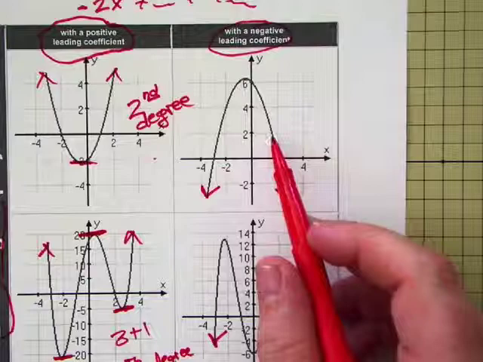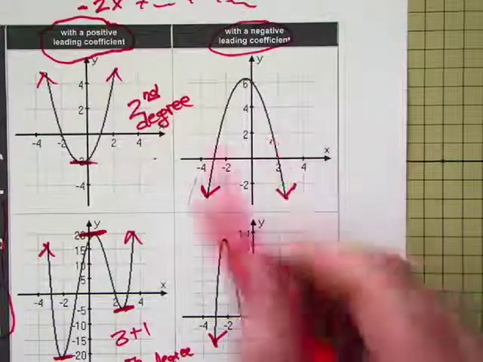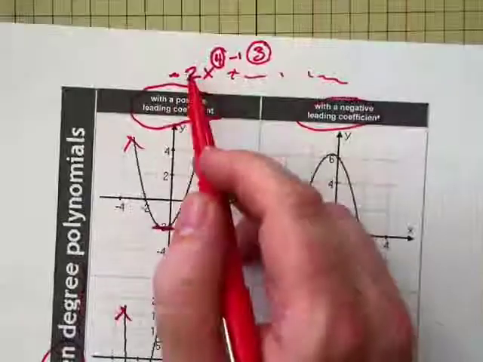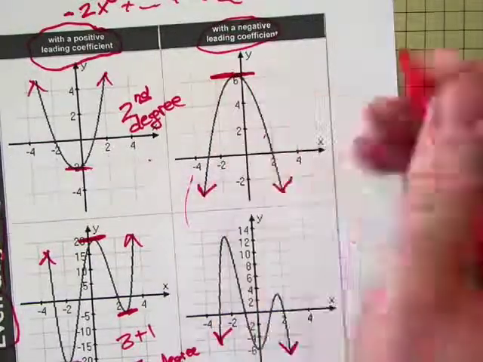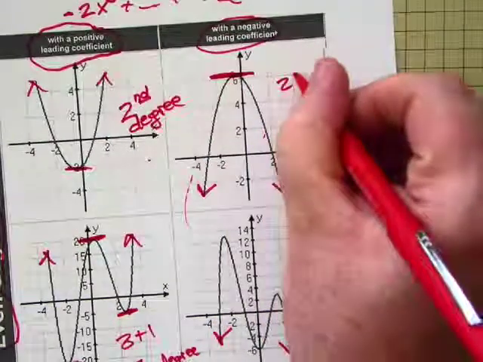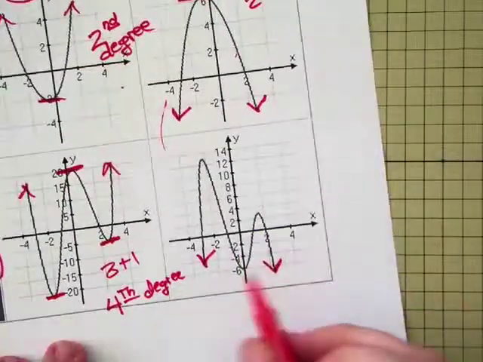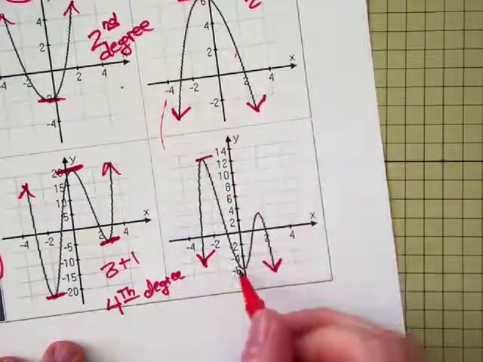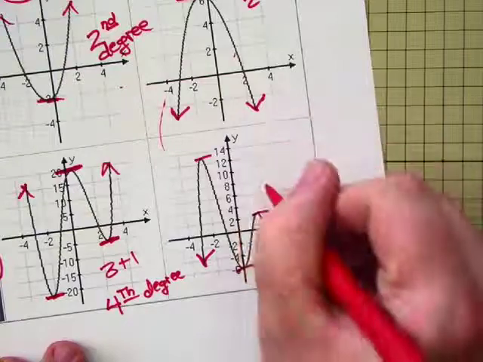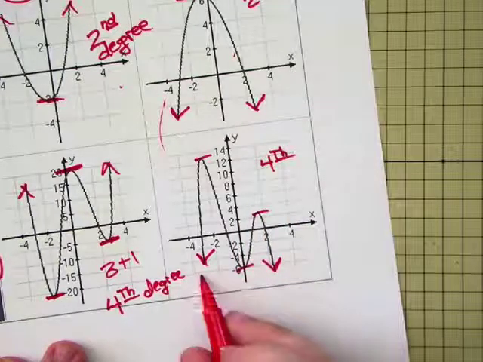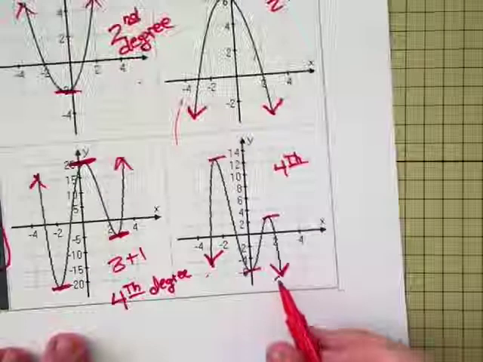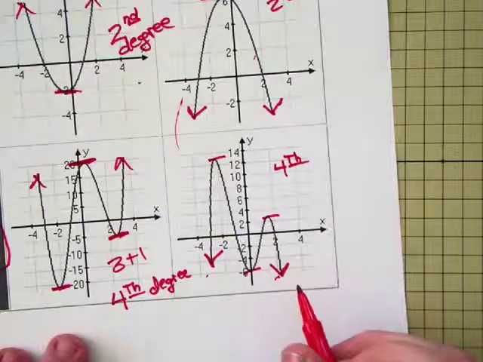Okay, now let's look here. This is a negative leading coefficient. See, it opens down, so I know that first number is going to be a negative, and I see it only has 1 change of direction, so it's going to also be a second degree. And here we have 1, 2, 3, so that's also going to be a fourth degree. And both sides are pointing down, so that tells me it's negative.